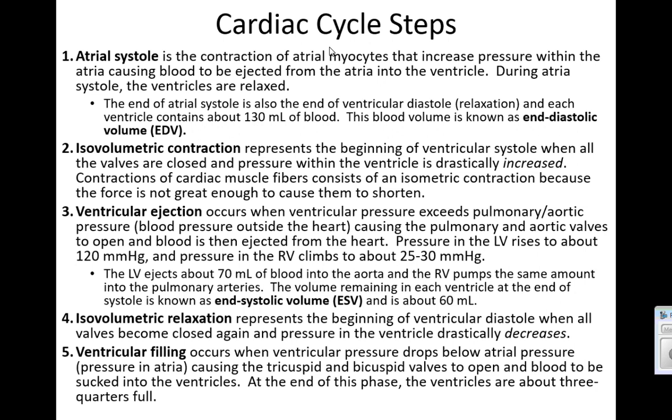The first is atrial systole. I believe on the next page I just call it atrial contraction, which is obviously, based on its name, contraction of the atria. Increases pressure within the atria, causing blood to be ejected from the atria into our ventricles. For this to occur, our ventricles must be relaxed. Otherwise, pressure would be too high in the ventricles, and a pressure gradient would not be established. End of atrial systole is also the end of ventricular diastole, which we just learned diastole is the word for relaxation. Each ventricle contains about 130 mils of blood. This blood volume we call the end diastolic volume, EDV, the volume of blood at the end of diastole.